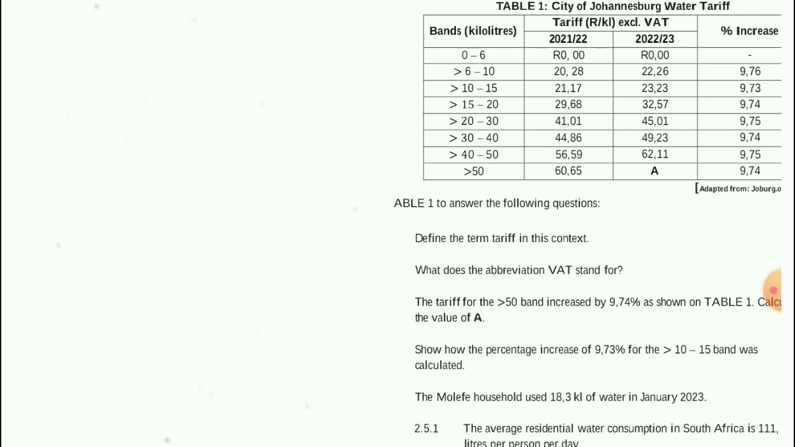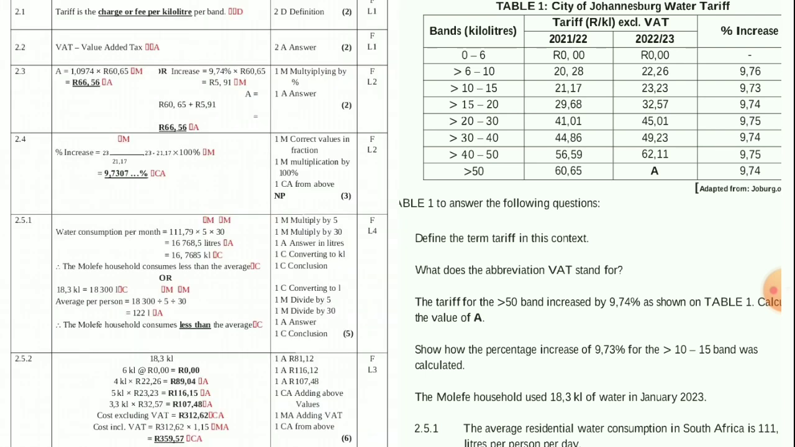6 to 10, how much do we get taxed? We get taxed 22.26. Then 10 to 15, we get taxed 23.23 per kiloliter, and so on. I won't mention everything because I'll just be taking time. So we're going to say 4 kiloliters multiplied by 22.26, which equals 89.004, as you can see on the screen.